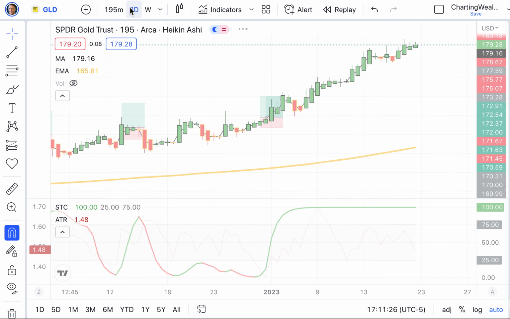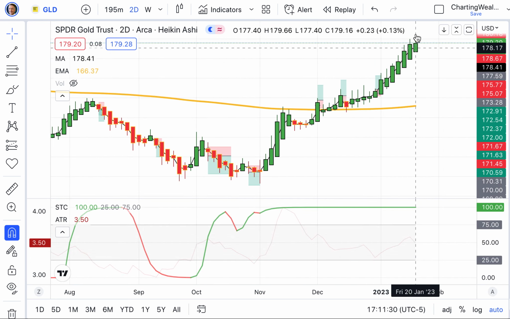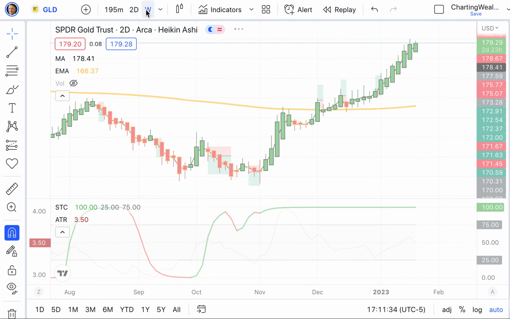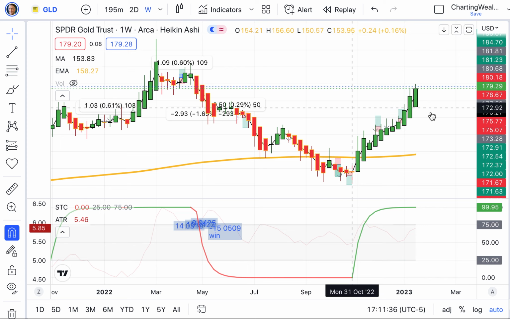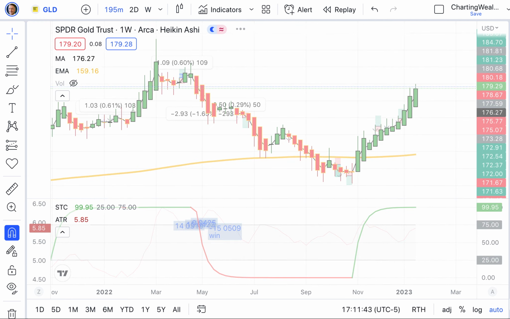Where's the 2-day? Well, the 2-day is just rocketing up, but we can see staving off some of that energy on this latest 2-day candle. Still green on the STC. The weekly, a higher week this week above the 200 EMA. That is where we are when it comes to gold.